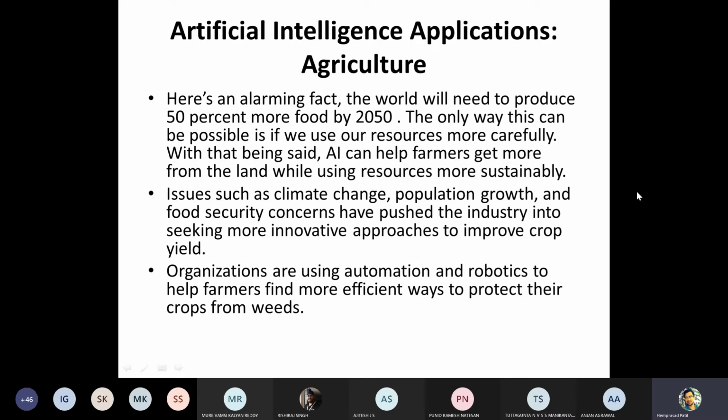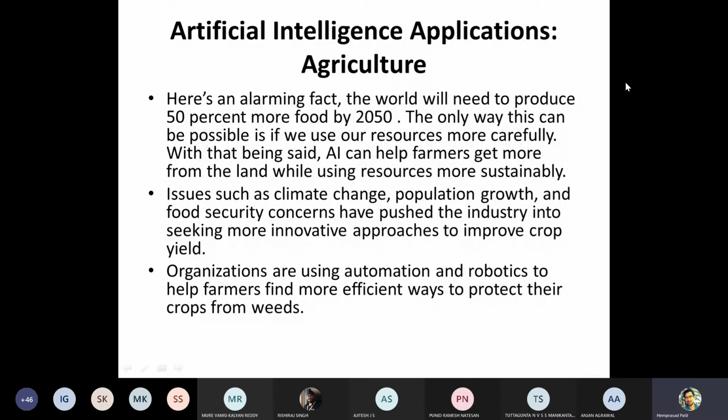So the only way this can be possible is if we use our resources more carefully. So AI can help farmers to get more from the land while using resources more sustainably. Issues such as climate change, population growth, and food security concerns have pushed the industry into seeking more innovative approaches to improve crop yield.